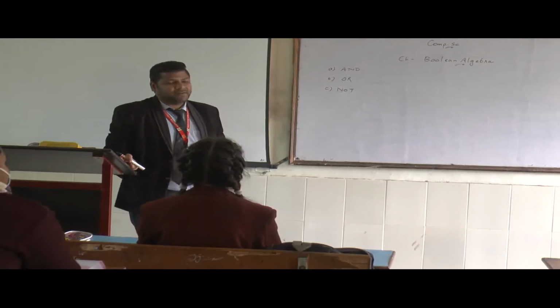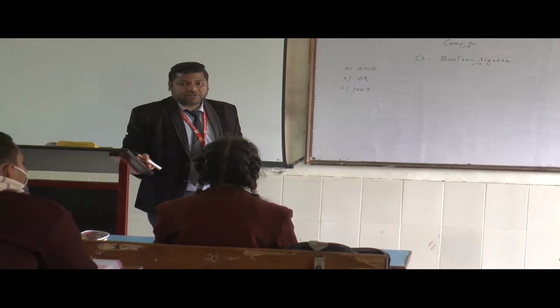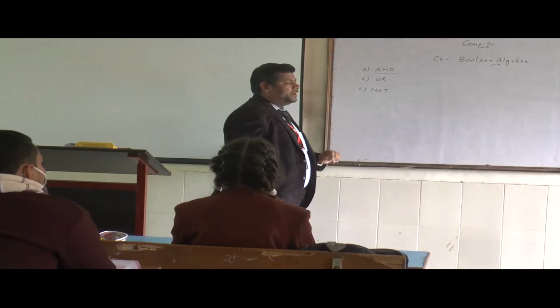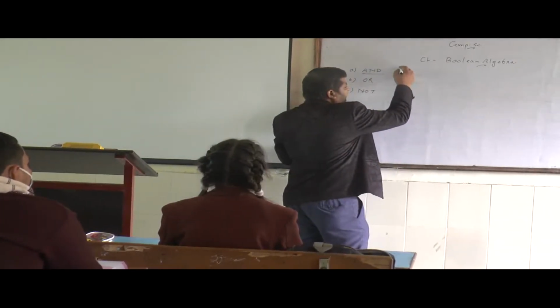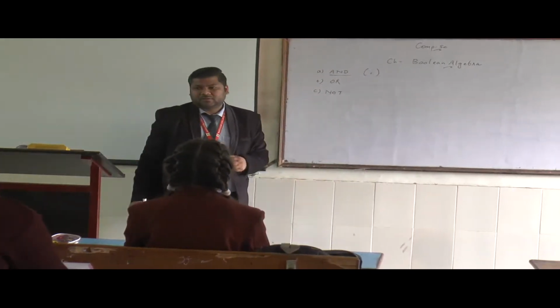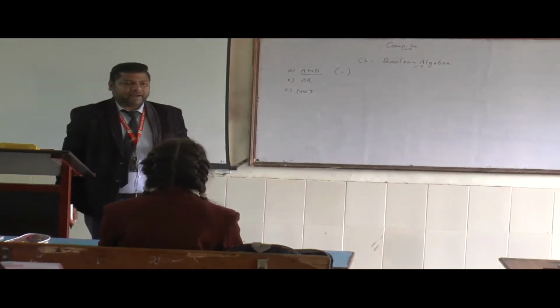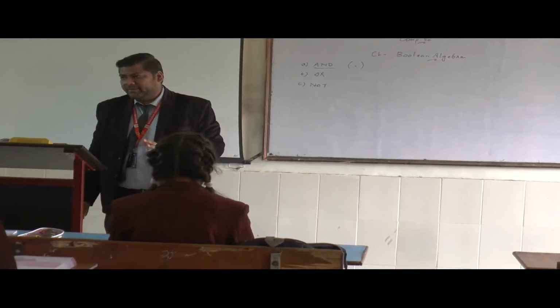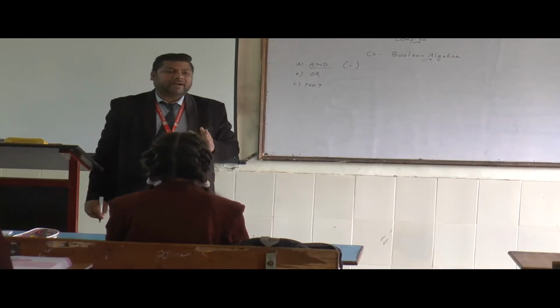Now, how are they represented and what are their functions? First, we will discuss the AND gate. The AND gate is represented by a dot or multiplication. The function of AND is represented by a dot or multiplication. Now, what is the role of the AND gate?